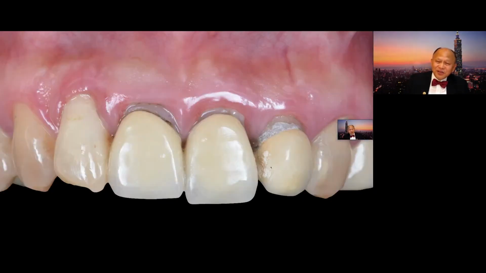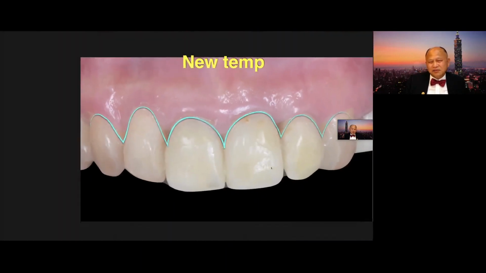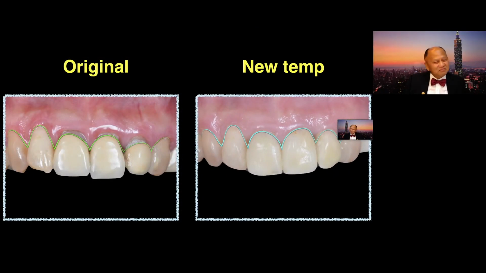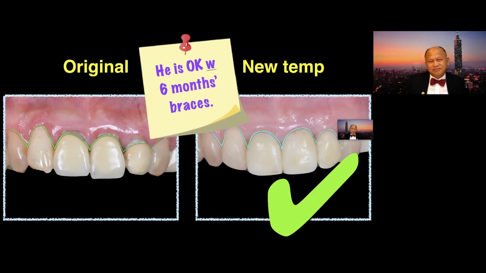So how do we fix this one? Oh, I don't like this bridge. I don't like it. So I just replaced it with this new temp. Look at that gingival margin. After the temp, it's much better. I love this one. So he is okay with 6 months of braces.